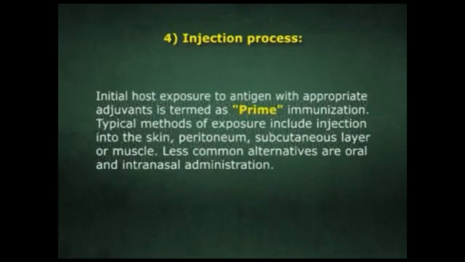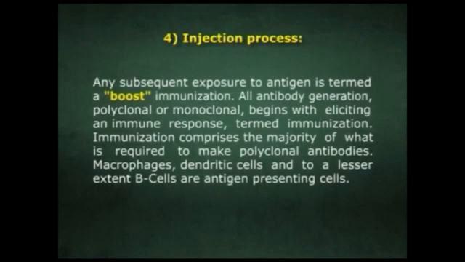Fourth one is the injection process. Initial host exposure to antigen with appropriate adjuvants is termed prime immunization. Typical methods of exposure include injection into the skin, peritoneum, subcutaneous layer or muscle. Less common alternatives are oral and intranasal administration. Any subsequent exposure to antigen is termed a boost immunization.